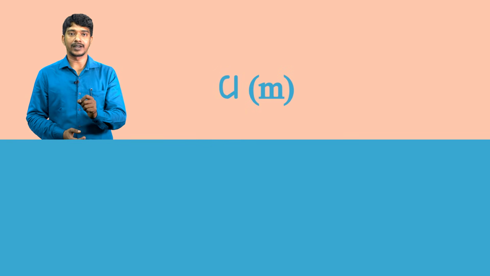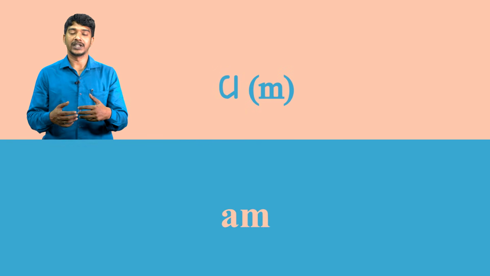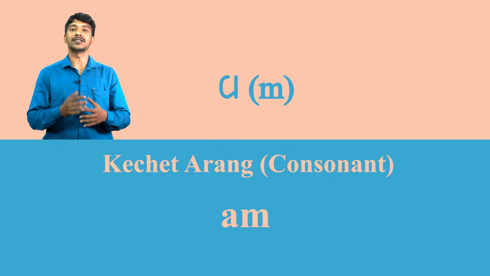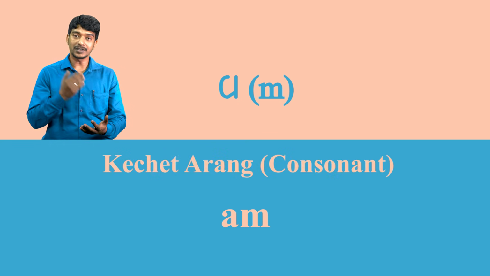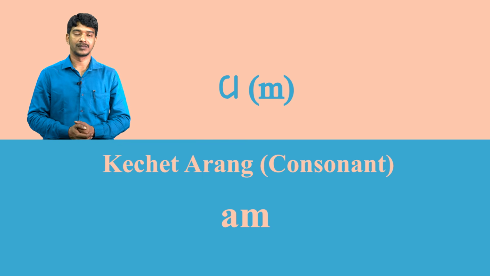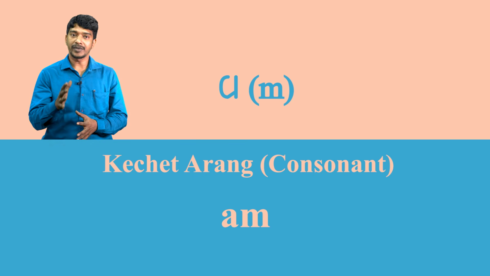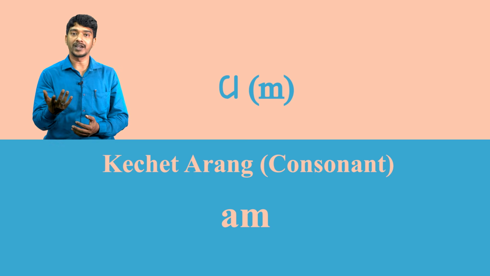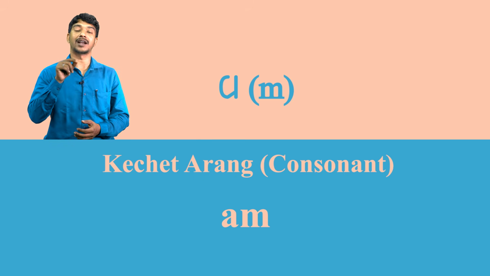The fourth letter of the set we have here is Am. This letter is pronounced Am in Santali. It is a consonant. In Santali, it is called Kechet Arang. Am is framed as the picture of someone indicating you by the right hand.